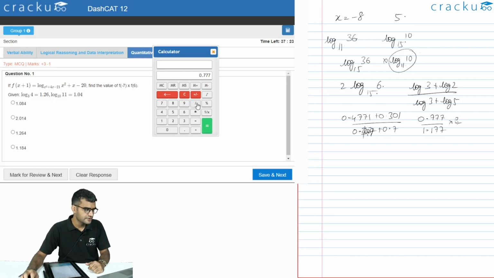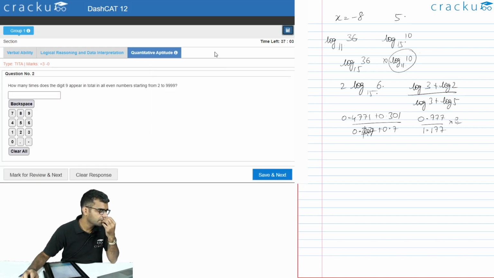0.777 divided by 1.177 is equal to into 2 is equal to, yeah, so this has to be 1.264 divided by 1.04. This is just for some ease that we know that we have gotten the correct answer.